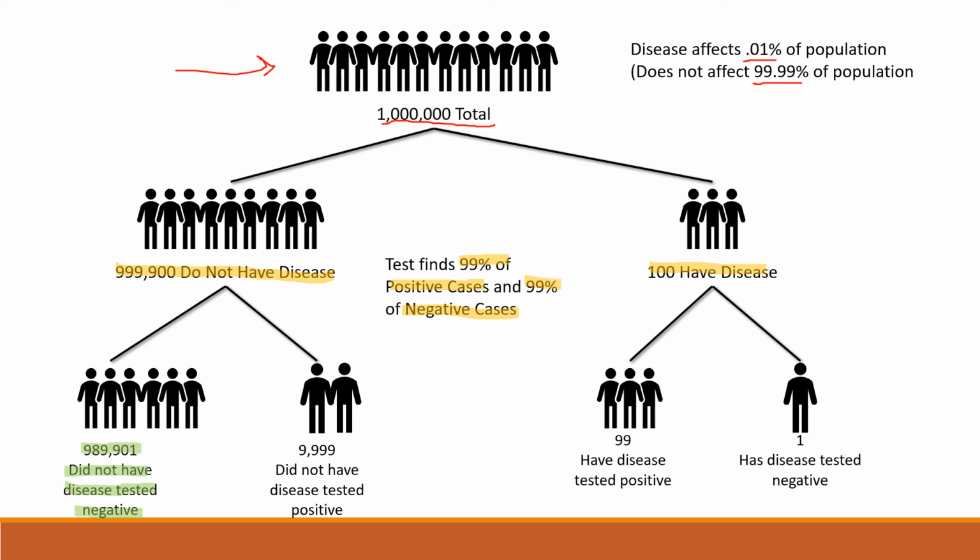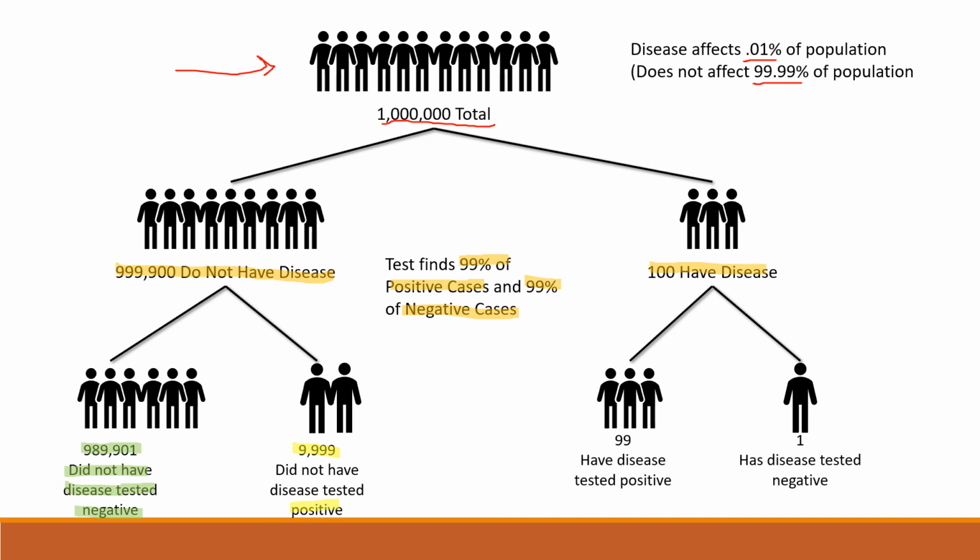But out of this 999,900 people who do not have the disease, there are going to be some false positives. Now, how many false positives? 1% of this group will come back as a false positive. And how many is that? 9,999 people will have a false positive here, which is a lot, right? Like 1% of this, that's still a really big number, right? So we've got almost 10,000 people who don't have the disease, but will test positive for it.